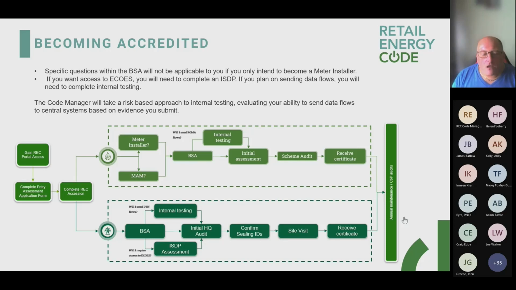Then again, you would have to do independent testing. There is another route, which if you look, goes straight through the middle, which basically says, I'm not going to be sending any information because I'm going to be working for organizations that are going to be doing that for me, and I'll be using their system. So hence, there is a route bypassing the internal testing or the ISDP. There is then an initial headquarters audit. If you looked at the gas, it was classed as an initial assessment. On the electricity, it's classed as an initial HQ.